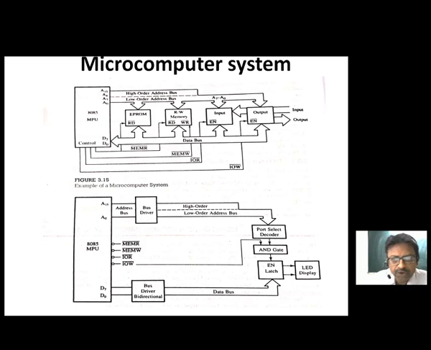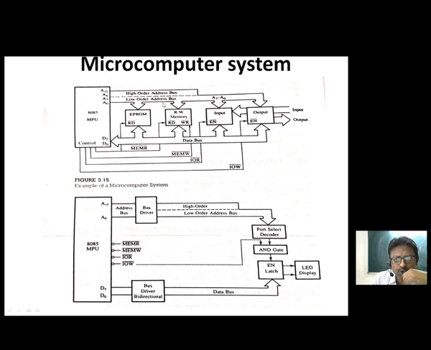Now this is an example of a microcomputer system. This is a general description of a microcomputer system, in which you can see a higher order address bus, a lower order address bus, a data bus, and certain control signals through which the memory devices and the input output devices are connected with the microprocessor. We have address lines from A0 to A15, the higher order address and the lower order address.